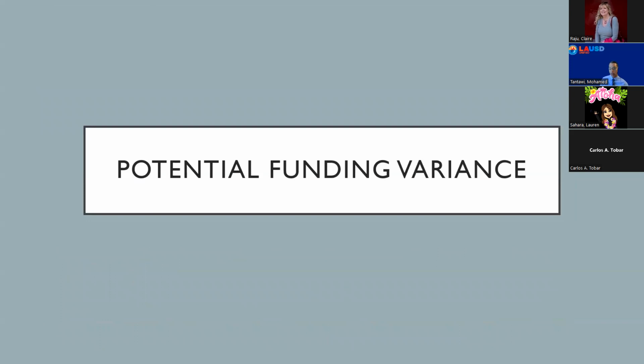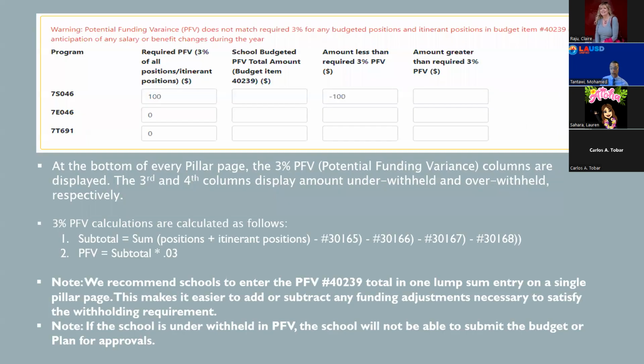Okay. Next, before I turn it over to Claire, I'll just talk briefly about potential funding variance or PFV. Similar to this current 22-23 school year, we do anticipate that for 23-24, schools will be expected to budget their own PFV when purchasing positions to account for potential increases in salary or benefits that are associated with those positions.